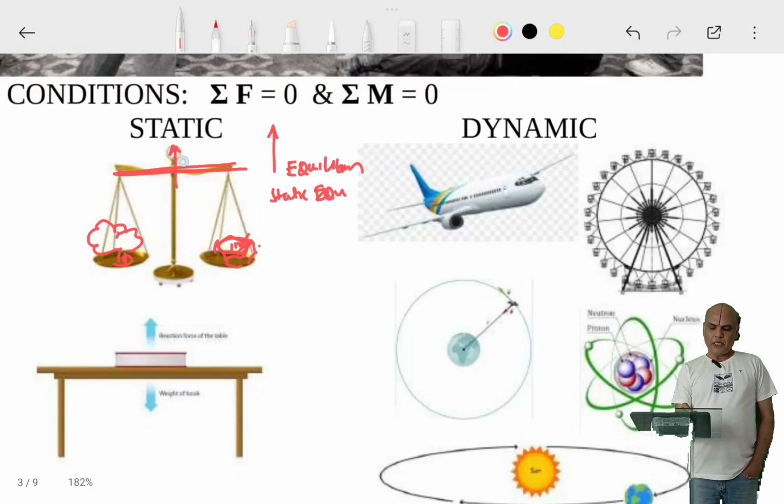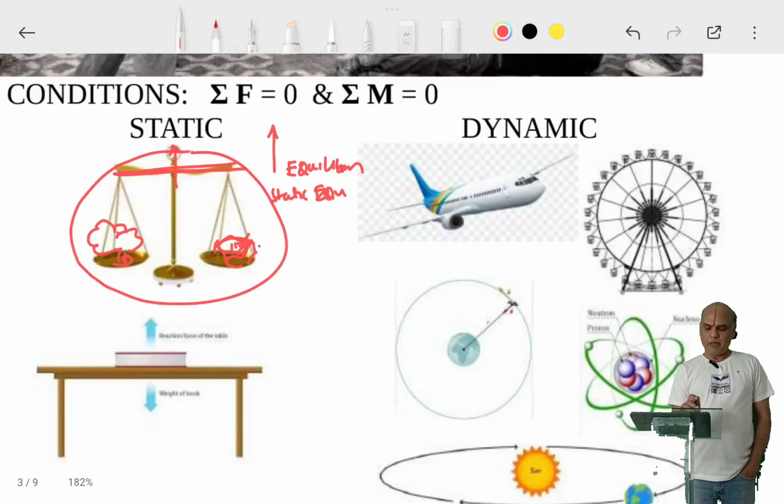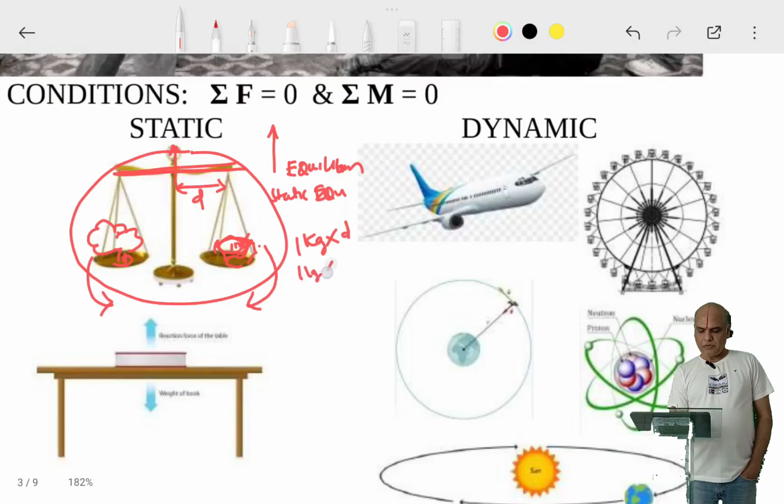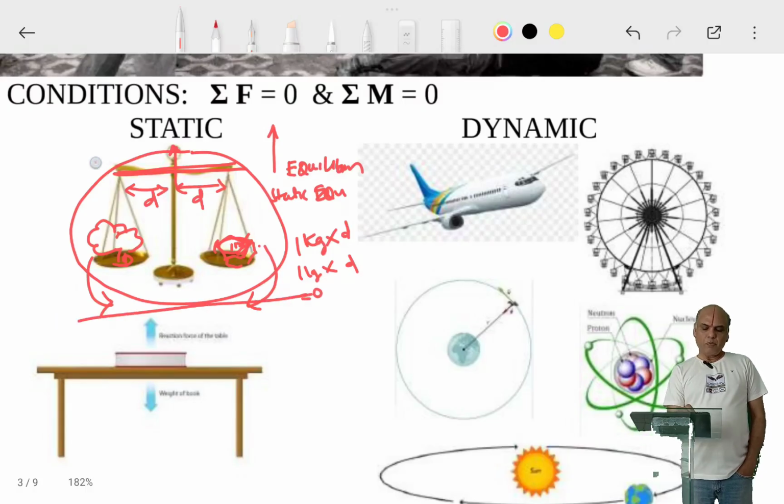Okay, so a common balance is an example of static equilibrium. Here, if you consider the principle of moments, this is the clockwise moment. Suppose we assume 1 kg at some distance d. So 1 kg into d is the clockwise moment, and the anti-clockwise moment is again 1 kg into the same d. So they will cancel out. Clockwise moments plus anti-clockwise moments will be equal to 0, which satisfies the principle of moments. So a common balance is an example of static equilibrium.